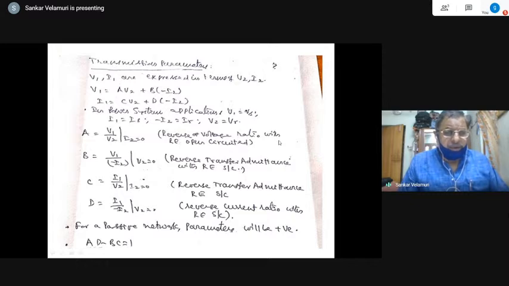It is the reverse voltage ratio with the receiving end open circuited. Here RE means receiving end. The receiving end is open circuited, that is, port 2 is open circuited.